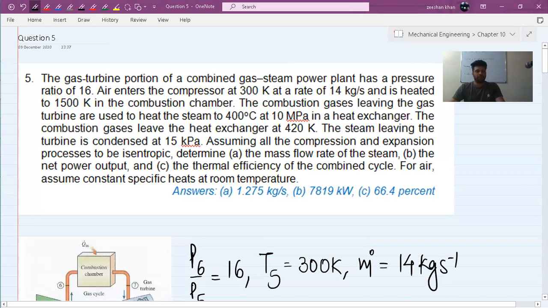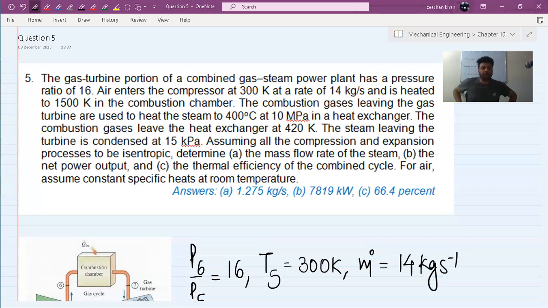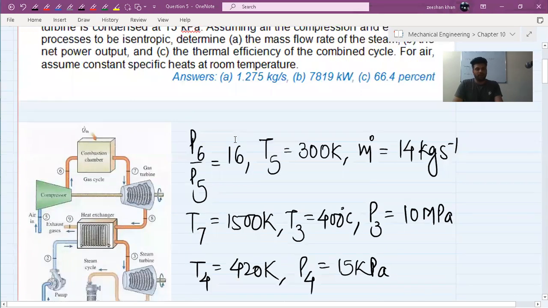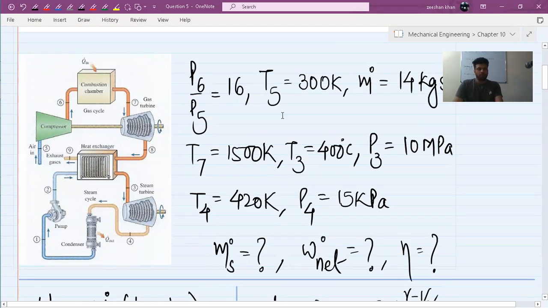Okay, now the fifth problem that we are going to look into is that of a combined gas and steam power plant. So there are going to be two different systems working together to produce work, one of them using gas as the working medium and the other using steam as the working medium. These are the conditions given to us, but I would like to take you through the question by using this diagram.